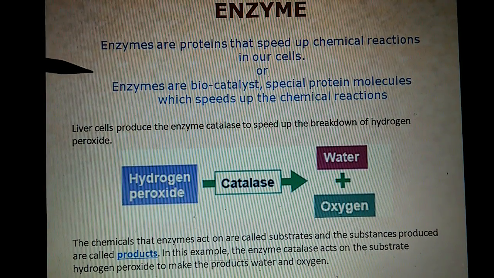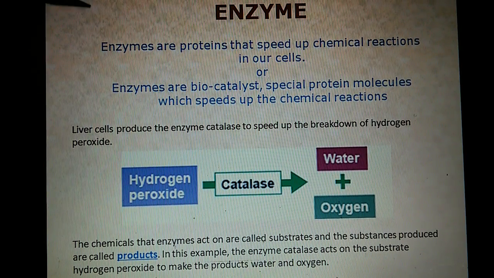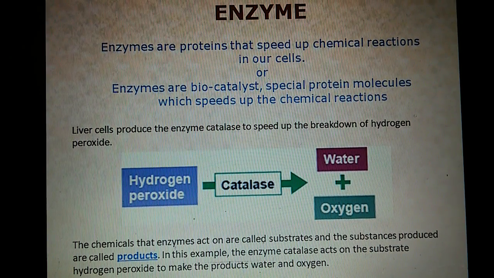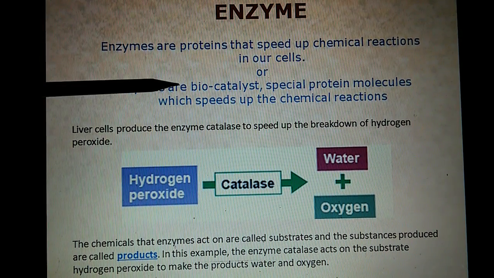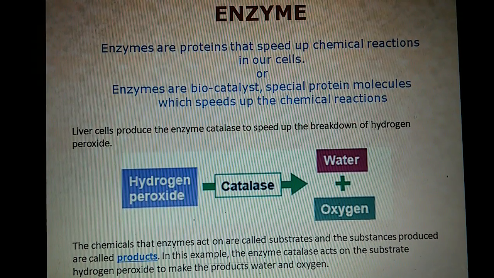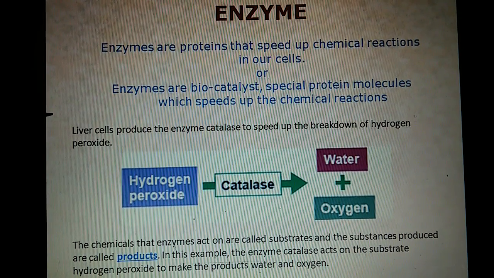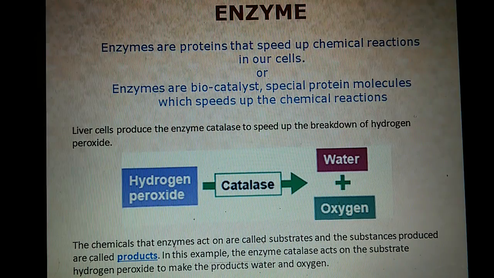What about the nature of the enzyme? They are protein in nature. They are made up of protein molecules, which are organic molecules. And the speciality of this protein is that it speeds up the chemical reaction. In this slide, I have an example for you. Your liver cells are very important. The liver is one of the largest organs in your body, in the sense of the largest gland in your body.